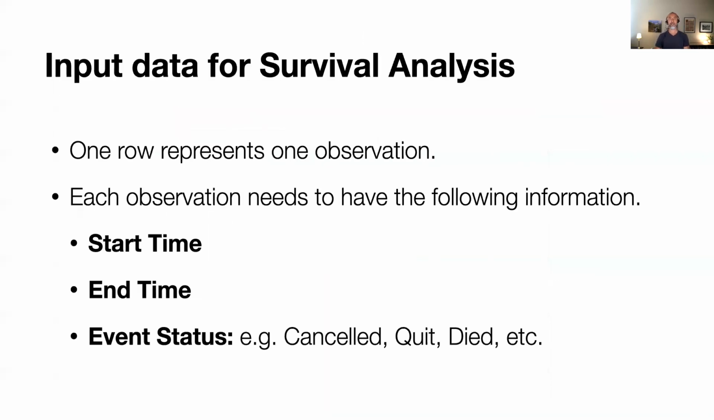Okay, let's try it. I'm going to show you a quick demo of how to do it. But before doing so, this algorithm or method requires the data to be prepared in a certain way. Each row represents one observation. And each observation needs to have the following information: start time, end time, and event status, which should indicate if a given observation has canceled or quit or died or disappeared or that kind of thing.